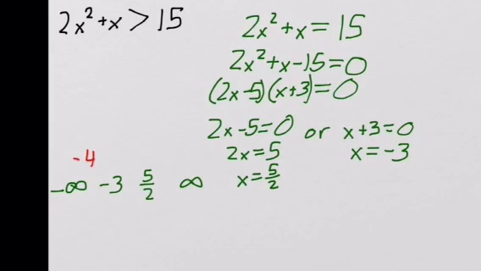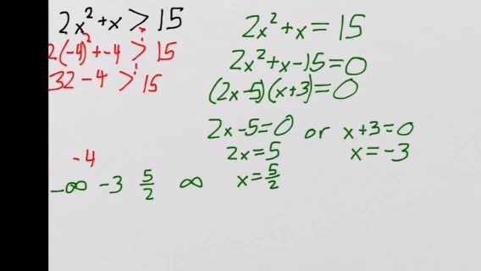So I plug in negative 4 to my original inequality. So I get 2 times negative 4 squared plus negative 4. I'm going to put a greater than sign with a question mark over it there, because now we're going to test to see what we get. So I square the negative 4, gives me 16, and 16 times 2 is 32, plus a negative 4, or minus 4, testing to see if that's greater than 15. 28 is greater than 15, so we're good there.